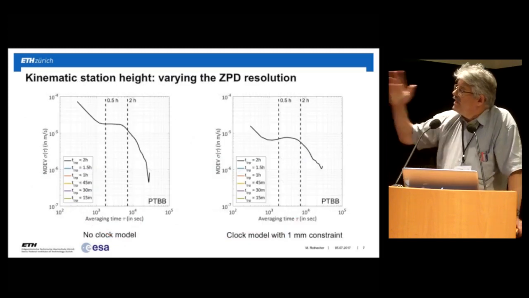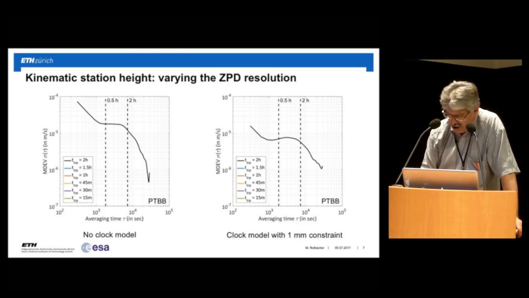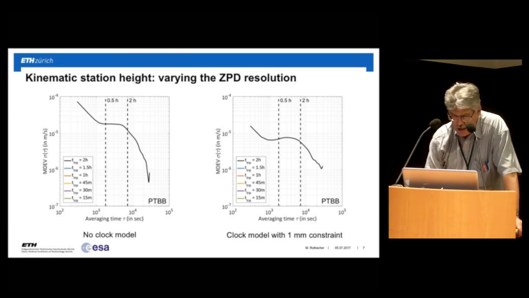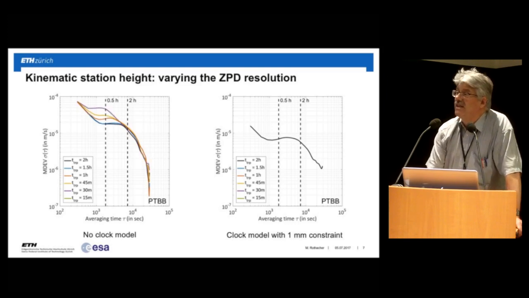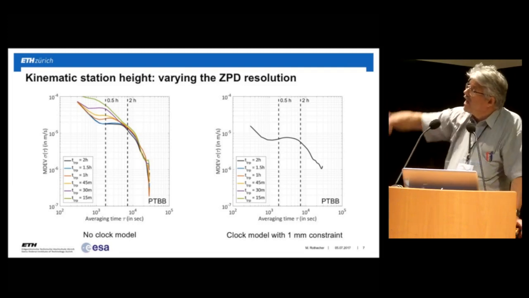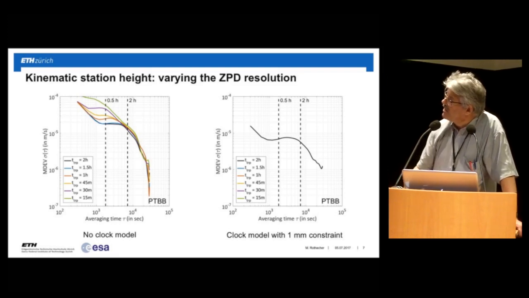Looking at this example from PTB, we thought that we will now increase the troposphere zenith sampling, which is a logical thing to do. And you see on the left-hand side that with no clock model, what we see when you go to 1 hour, 45 minutes, 30 minutes, 15 minutes, is what you would expect. Things get worse and worse because we have less geometry, we have a shorter time to estimate the troposphere parameters, and so you see that in the high frequency end, you have a large scatter coming from these correlations.